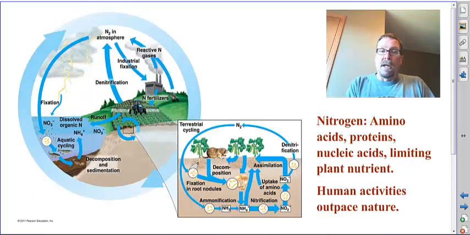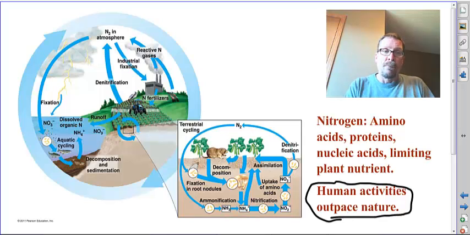Okay. The nitrogen cycle. Nitrogen is the largest gas in our atmosphere, the most prevalent gas in our atmosphere, and it's a key component, as you know, to amino acids and peptide bonding and making proteins and nucleic acids, often a limiting reactant in plant nutrients. And we are at a point too with industrialization where our activities are outpacing nature's ability to fix nitrogen through bacteria and other organisms.